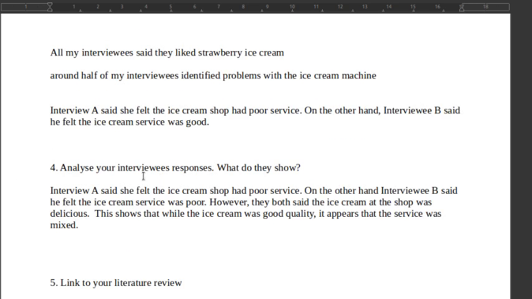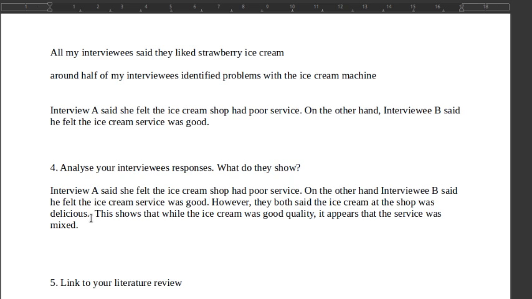And building on to that, from this point 4, analyze your interviewees' responses. This is really important if you want to get a very high grade in this essay. What do your interviewees' responses show? So, for example, interviewee A said she felt the ice cream shop had poor service. On the other hand, interviewee B said he felt the ice cream service was good. Okay, so what does that show? One person said it was poor. The other person said it was good. However, they both said that the ice cream at the shop was delicious.